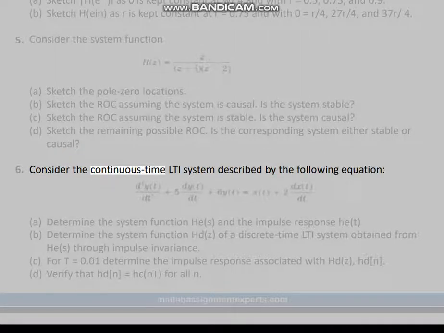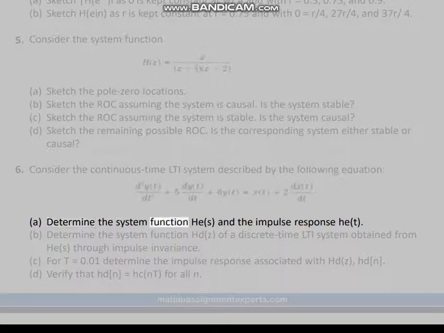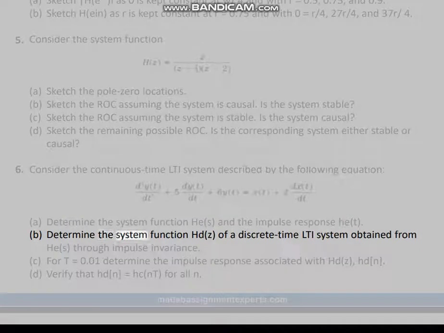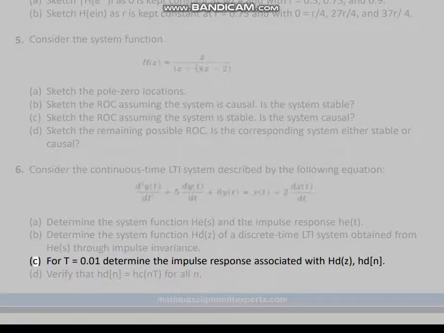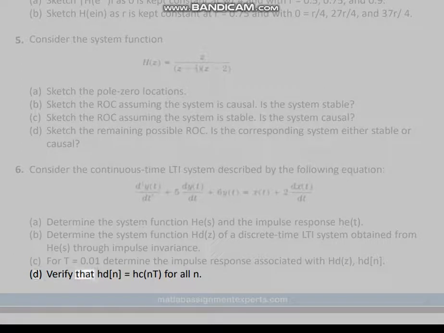Consider the continuous-time LTI system described by the following equation. A. Determine the system function H(s) and the impulse response h(t). B. Determine the system function H_d(z) of a discrete-time LTI system obtained from H(s) through impulse invariance. C. For T equals 0.01, determine the impulse response associated with H_d(z), h_d[n]. D. Verify that h_d[n] equals h_c(nT)T for all n.